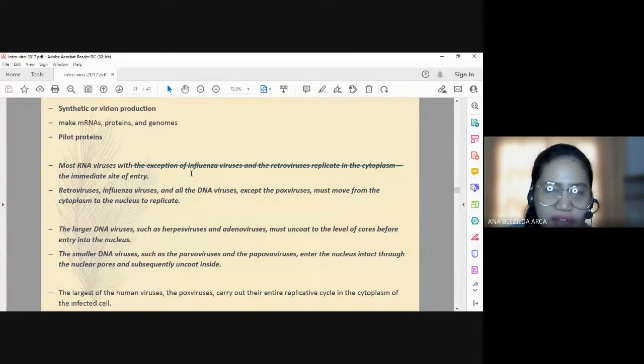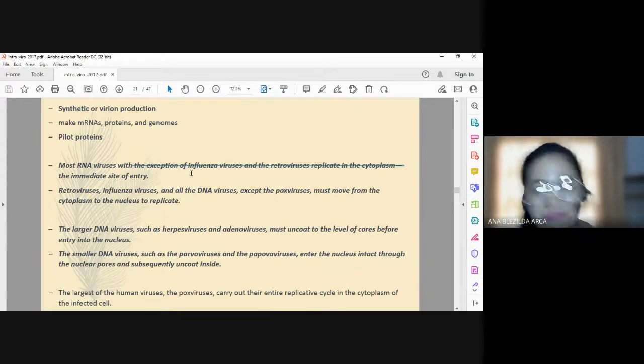So, after the entry will be the synthesis or virion production. Ang ginagawa dito sa synthesis na yan ay gumagawa siya ng mRNAs, proteins, and genome. 'Di ba? Gagawa na siya ng kanyang DNA, ng kanyang RNA, ng kanyang capsid, glycoprotein spike, envelope, etc. So most RNA viruses, except for influenza virus and the retrovirus, they replicate in the cytoplasm or the immediate site of entry. Bakit sila doon sa cytoplasm nagkakaroon ng replication? Kasi nga, malalaki sila. Malalaki yung kanilang size. However, there are some, the retrovirus, influenza virus, and all DNA virus except for the poxvirus, they must move from the cytoplasm to the nucleus to replicate.